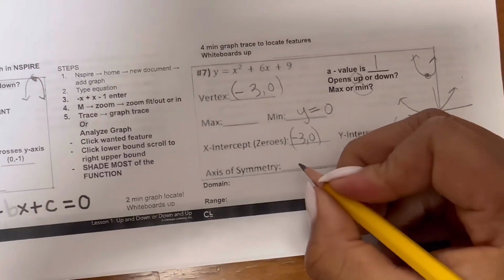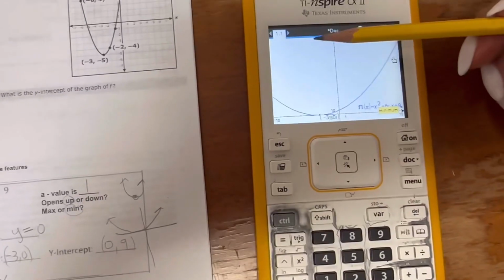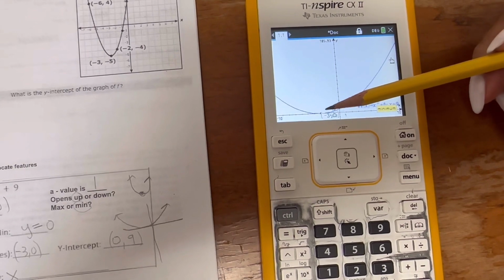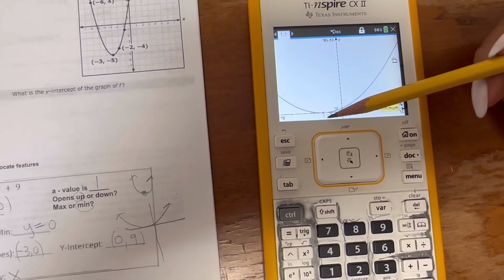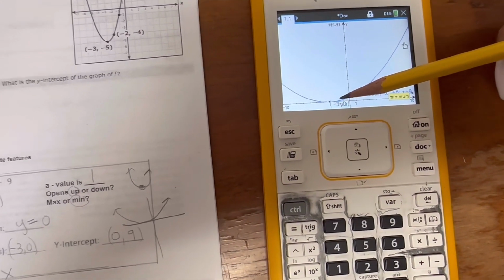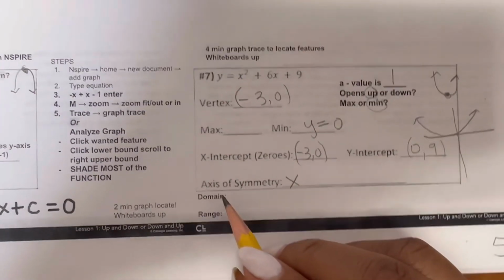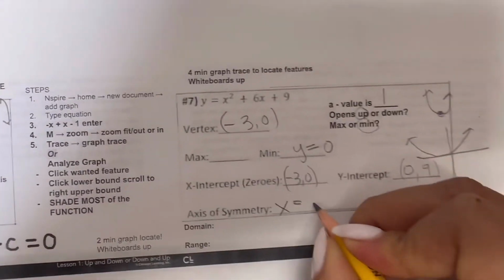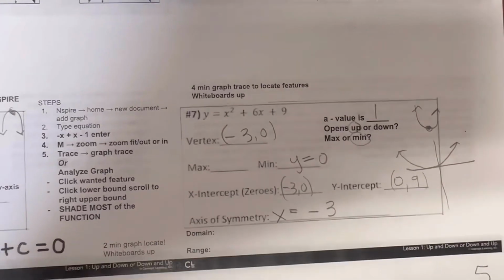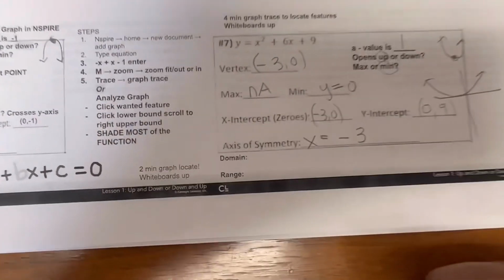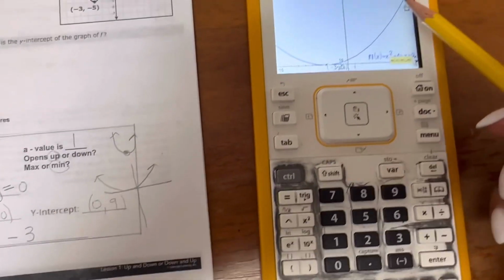That means our axis of symmetry, which is x equals, if you draw a line down the middle, split this u in half, this parabola, what x value are you at? -3. Our x value is -3. So our axis of symmetry is x equals -3. There is no maximum. Our domain, how far to the left does this curve stretch?